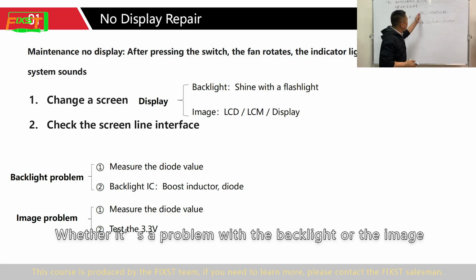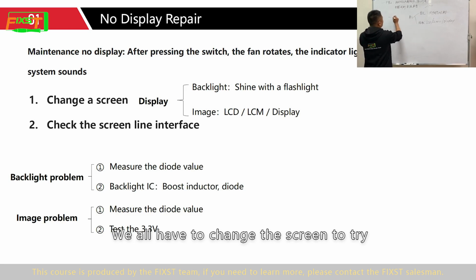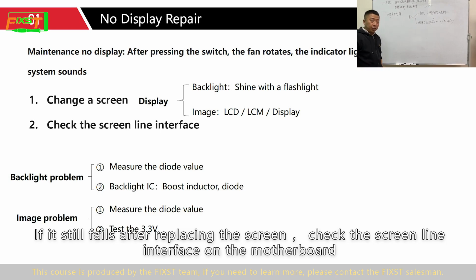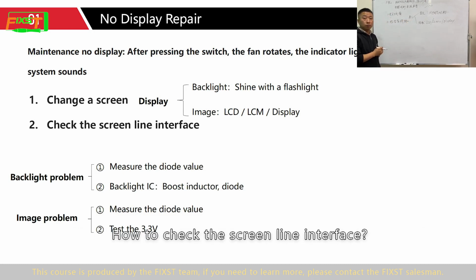Whether it's a problem with the backlight or the image, we have to change the screen to try it. If it still fails after replacing the screen, check the screen line interface on the motherboard. How to check the screen line interface?